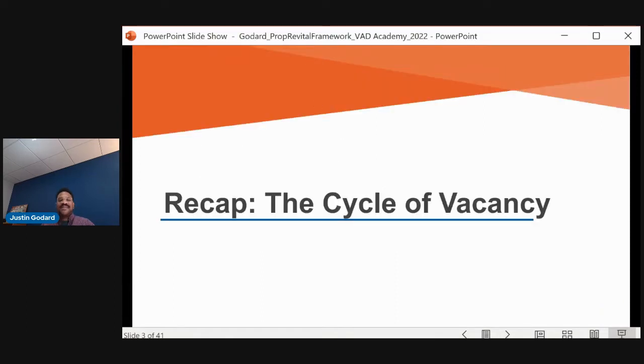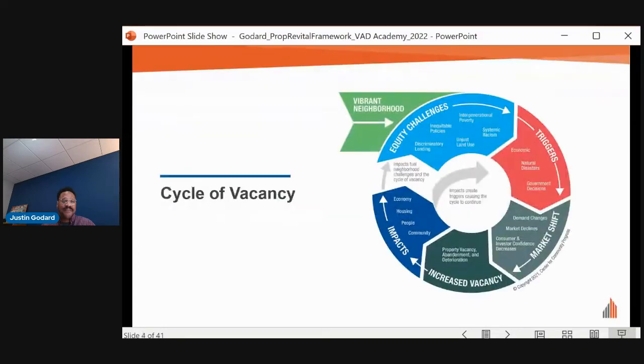So before we dive into the revitalization framework, I do think it's important to quickly recap some of the concepts shared during Alan's presentation, as they really inform why a comprehensive approach is necessary. While every VAD property has its own reasons for appearing, from a systems perspective, they can all be explained by what we've called the cycle of vacancy. Each of the cycle's components provides context for understanding how widespread systemic vacancy comes into being and why that decline can be difficult to break out of.